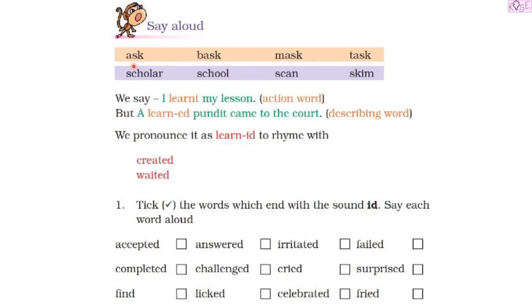So what did we see? We see that S and K, when they are combined, make the sound sk. Ask, bask, mask, and task. Let's move on to the next one.